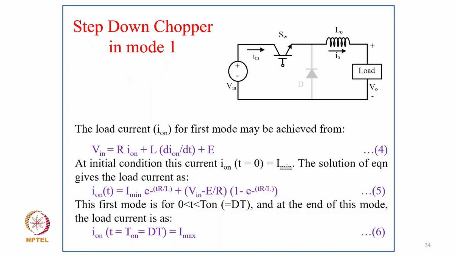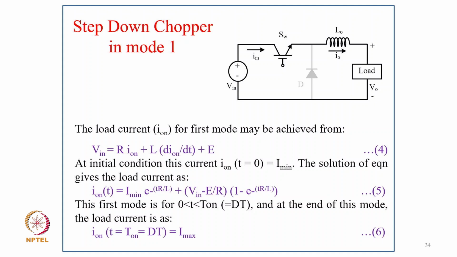So now, for the step down chopper in mode 1, the load current for the first mode may be obtained from V in equal to R I on plus L d I on upon dt plus E. In the majority of cases we have a load which has a back EMF, or it may be battery charging. So in both cases the equation is valid. The initial condition at t equal to 0 is I minimum, that is the minimum current, because of the freewheeling action at the end of the freewheeling period.